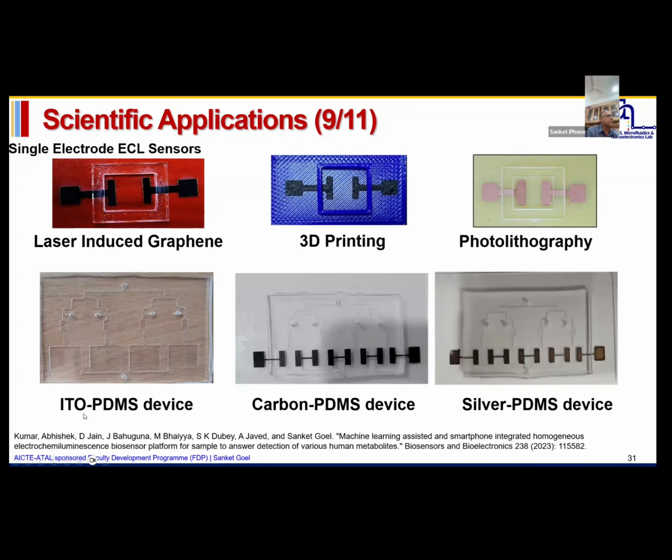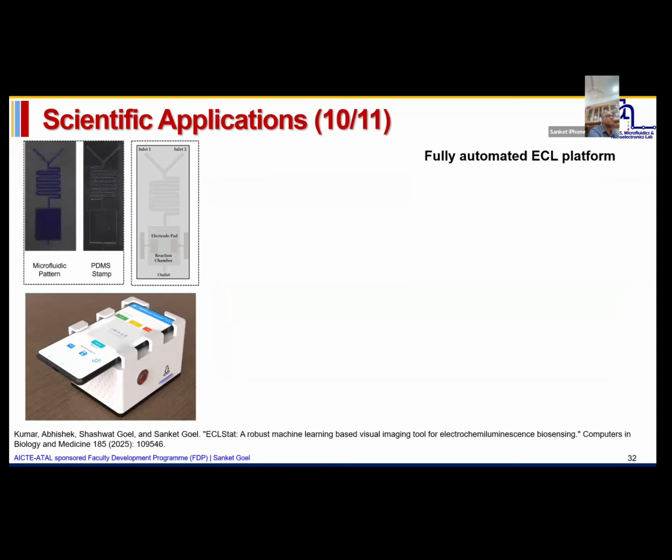So you can see that the other method is the ITO PDMS. I probably may not be able to share everything because of time. So you can see that these are the ITO based electrodes which we can develop. The one in the middle bottom is the carbon PDMS based, and the one on the right is the silver PDMS. So different kinds of methodology, different kinds of fabrication protocols, which we can use depending on our requirements.